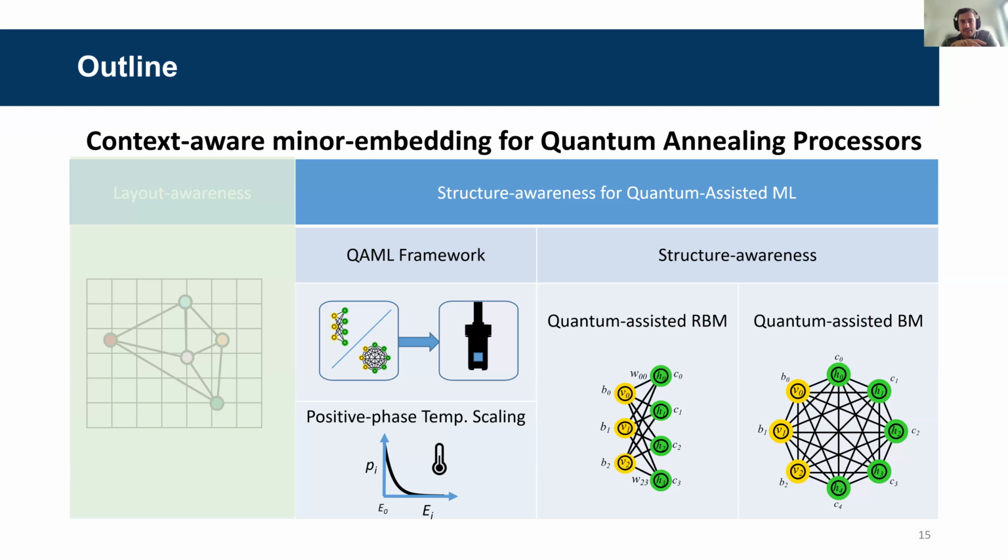So in this context, this framework needs to train both restricted and general Boltzmann machines with a quantum annealer used for the sampling part. I'll also mention that we had to fix a common problem that we found in prior work. That's called the positive phase temperature scaling. So I'll get to that after the first introduction of the framework.